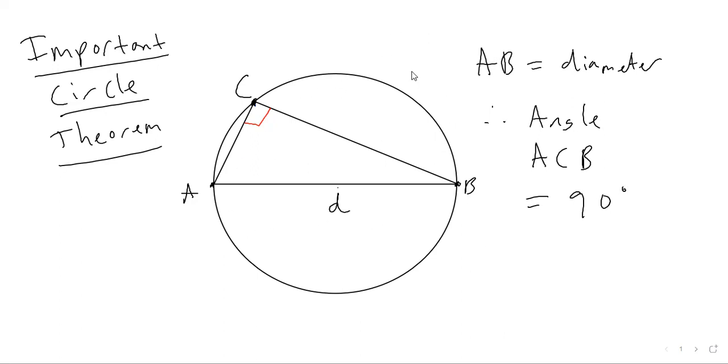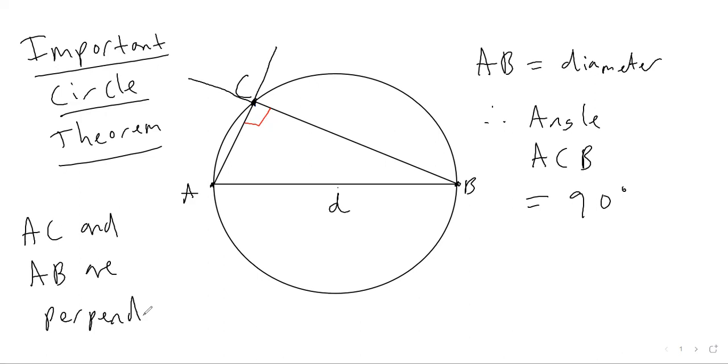So why would this be useful in A-level maths? Well, if we extend this BC line a little bit further, and extend this AC line a little bit further, we know that these lines AC and AB are perpendicular. Let's make a note of this: AC and AB are perpendicular lines. That means, in the context of coordinate geometry, that the gradients are negative reciprocals of each other.